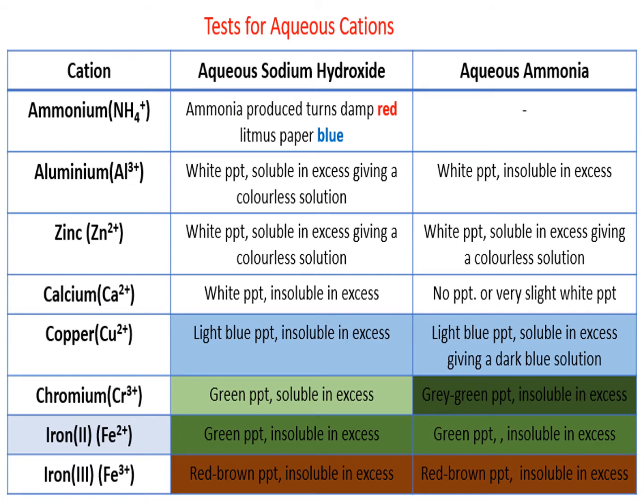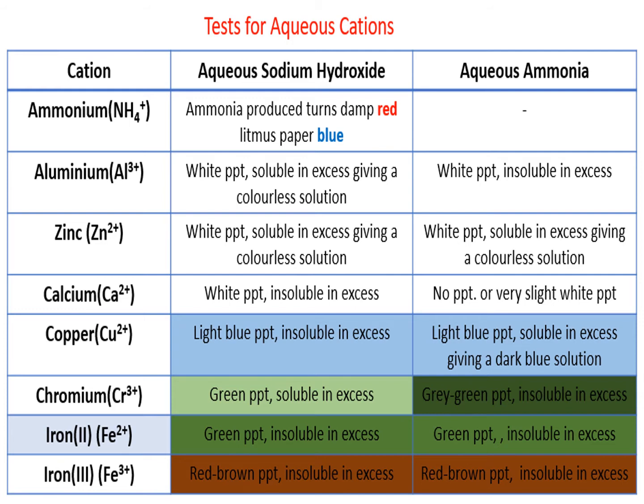Now there is a table for the testing of aqueous cations. Number one is the ammonium ion. By adding aqueous sodium hydroxide, ammonia gas is produced, which turns damp red litmus paper blue. With aqueous ammonia, there will be no test. In aluminium, on adding a few drops of sodium hydroxide, white precipitates are formed, and these white precipitates are soluble in excess, giving a colorless solution. And in case of ammonia, when we add a few drops of aqueous ammonia, white precipitates are formed which are insoluble in excess.